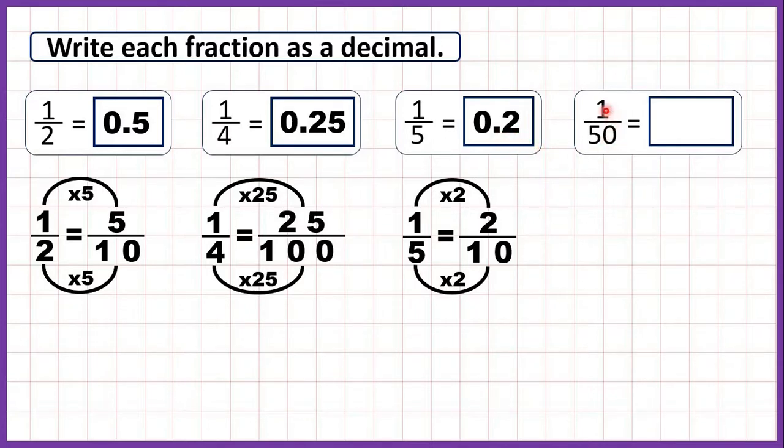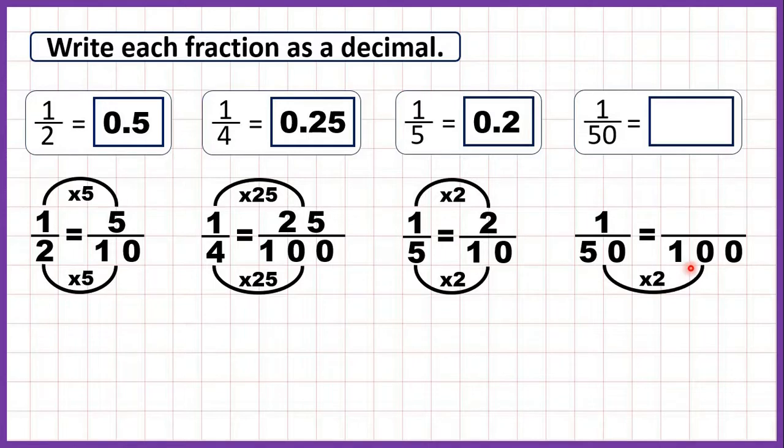Finally, we have 1/50th. Now 100 is a multiple of 50, because 50 times 2 is 100, so if we do the same to the numerator, 1 times 2 is 2, so because 1/50th is equivalent to 2 hundredths, we can write that as 0.02, because remember, the second digit after the decimal point tells us our hundredths, that's the hundredths digit.